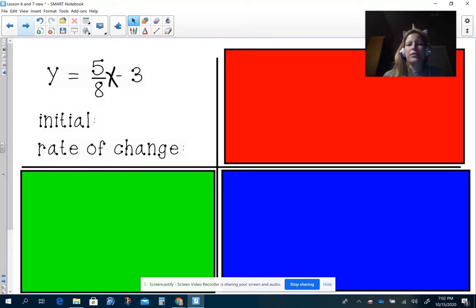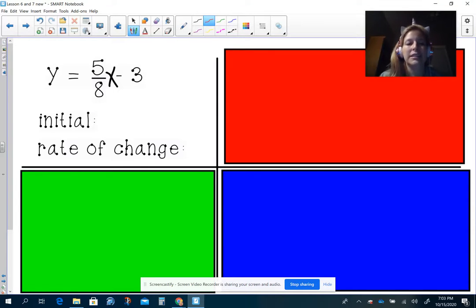All right, so first, let's do a little review. I want you to pause the video and write the initial value and the rate of change of this equation, okay? In your notebooks, write this equation down, and then write: the initial value is blank, the rate of change is blank, okay? Pause the video and go.